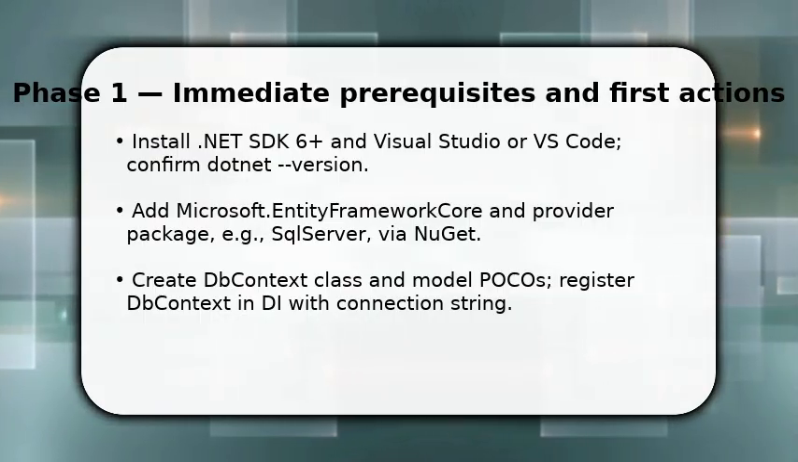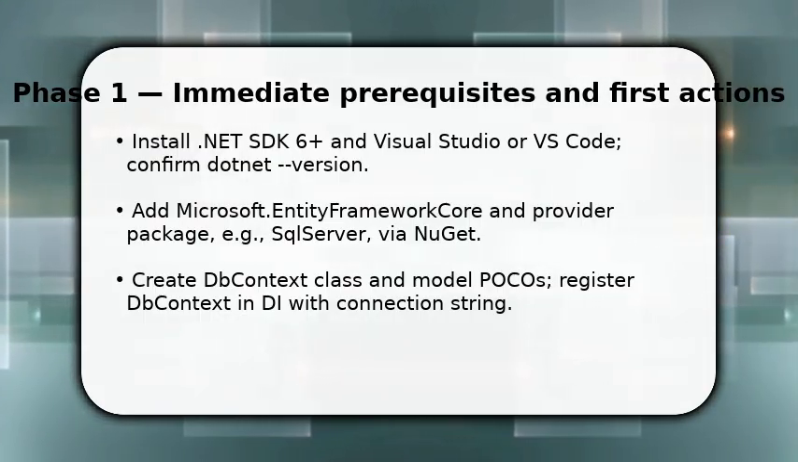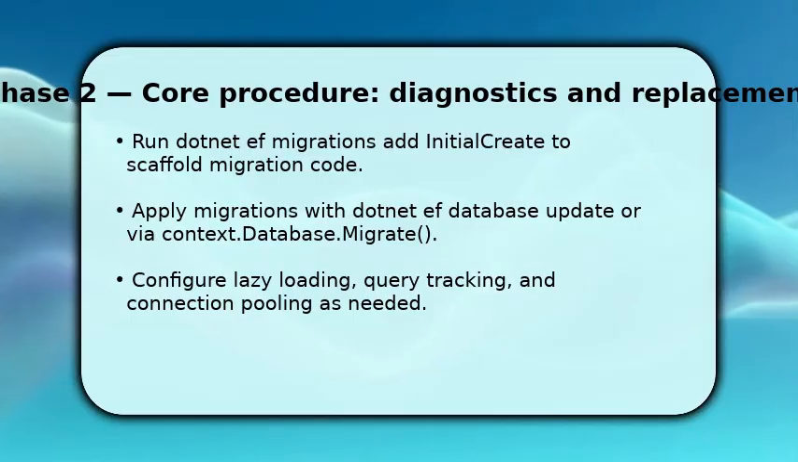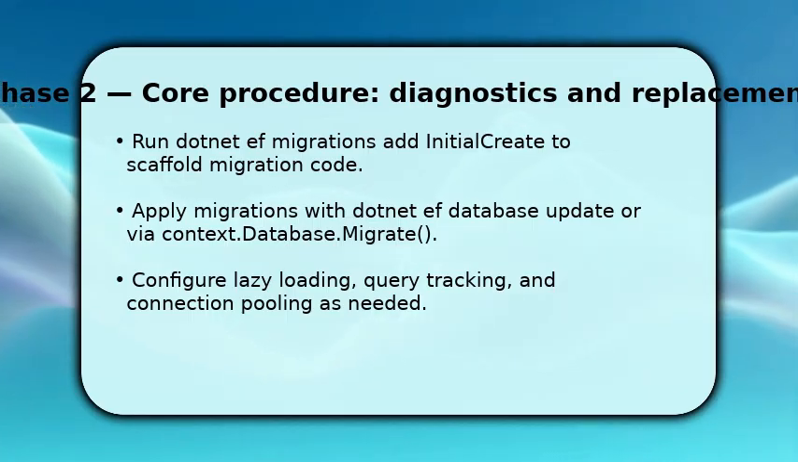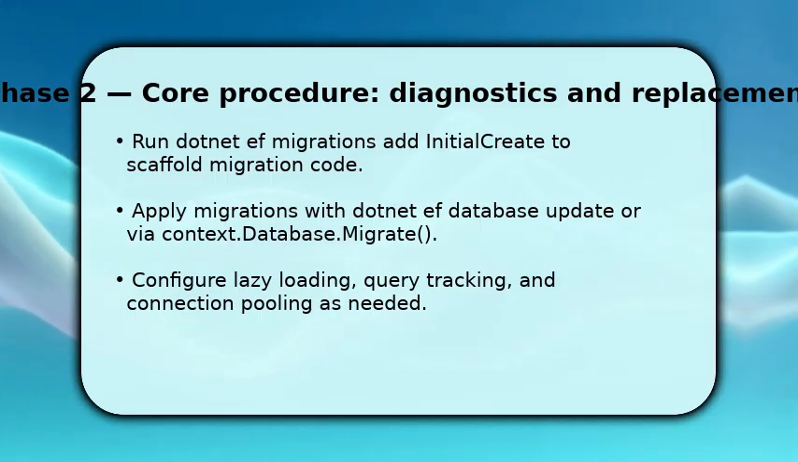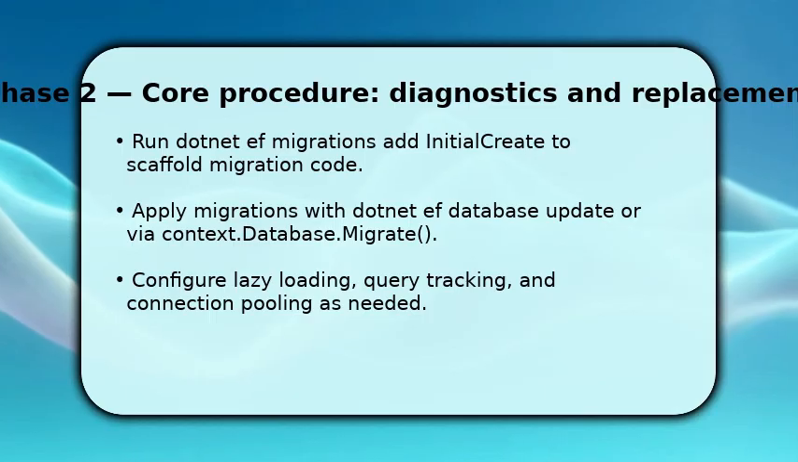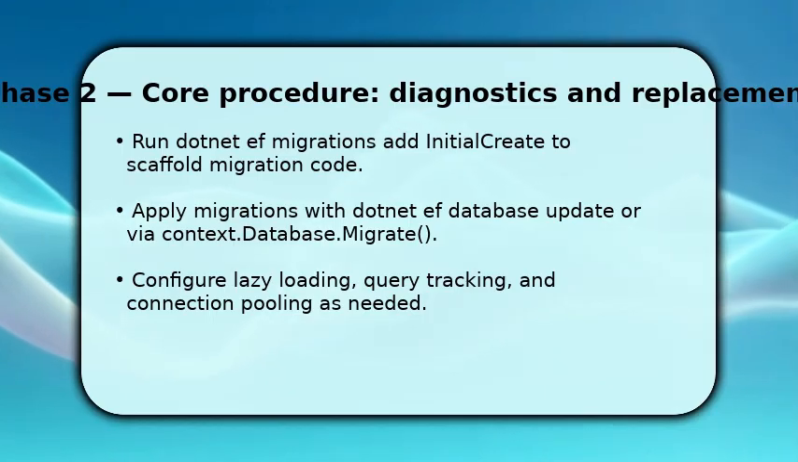Now you move into the complex middle steps, generating and applying migrations and tuning behavior. Use dotnet ef migrations add to scaffold schema changes so the code represents the database. This is how EF tracks model evolution. Apply them with dotnet ef database update or call context.Database.Migrate at startup when appropriate.